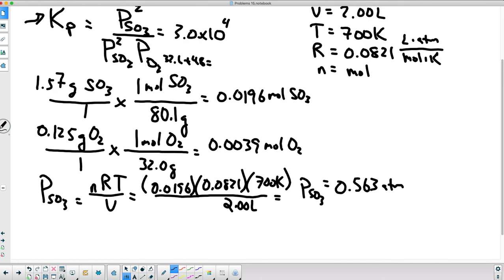Okay, that's in atmospheres, and that's a pressure unit. So the pressure you're feeling right now is 1 atmosphere. So this pressure of SO3 is a little bit more than half of the pressure that you feel right now.